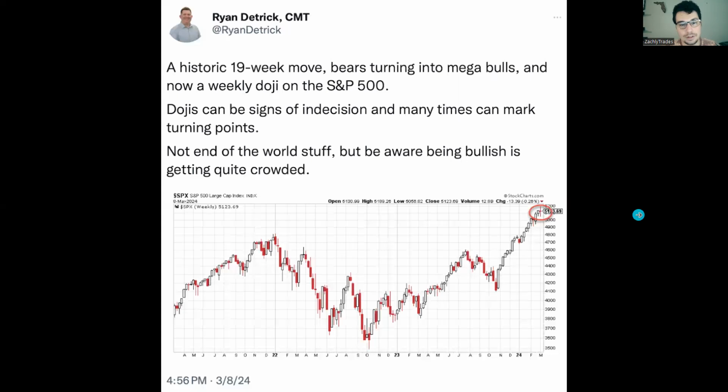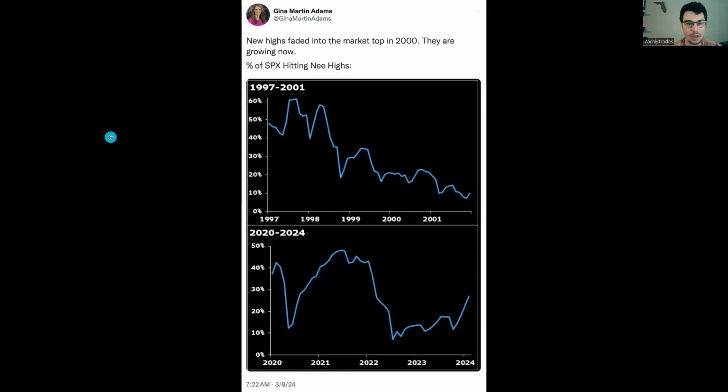But as we mentioned, oftentimes it can be a turning point. So we'll see how things develop over the next few weeks. The S&P 500 has pretty much gone straight up for almost 19 weeks. Now, new highs have been faded into the market top in 2000. They are growing now. All right.